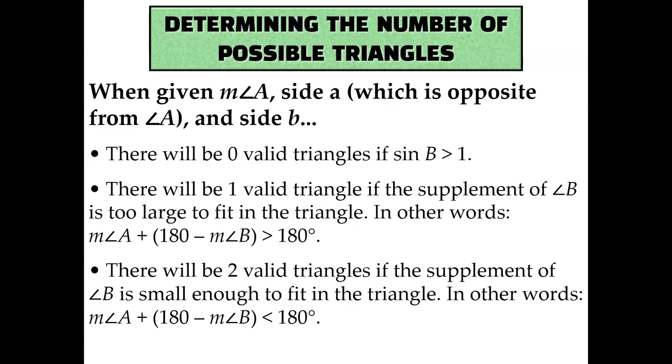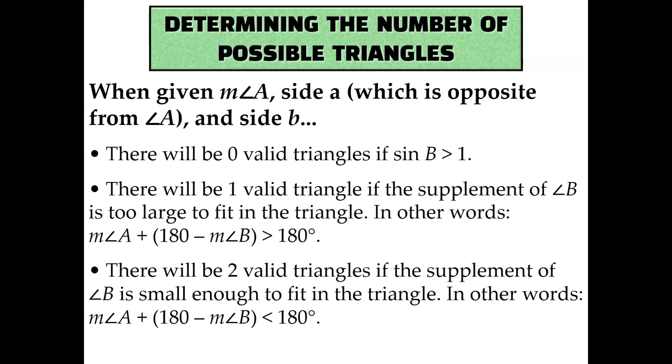So how do we determine the number of triangles that we're going to get for our answer? In general, there will be 0 triangles, there will be no solution, if the sine of angle B is greater than 1. Whereas there will only be one valid triangle if the supplement of angle B is too large to fit into the triangle. Remember that we just discussed how the sine of an angle is equal to the sine of its supplement as well. Basically, what this is saying is that if you find the supplement of what is supposed to be the answer, and that number is too big to make a triangle, that it would be more than 180 degrees, then you know that the first version of the angle was really the only one that worked.